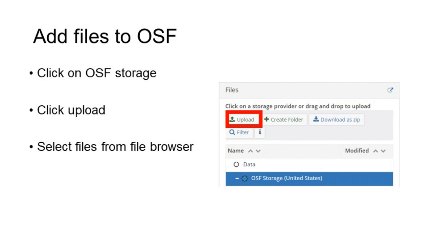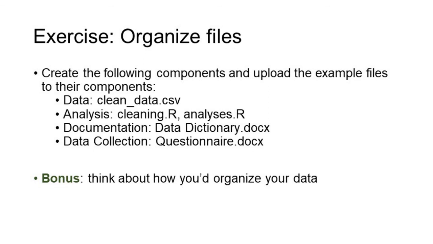To add files to the OSF, first select the storage space you want to add files to. Since we haven't linked any add-ons yet, the only choice you have right now is OSF storage. This action will make an Upload button appear. Once you click this button, you can choose which files to add. Alternatively, you can drag and drop files into the Files pane. Try creating the following components and uploading the example files to their respective components.